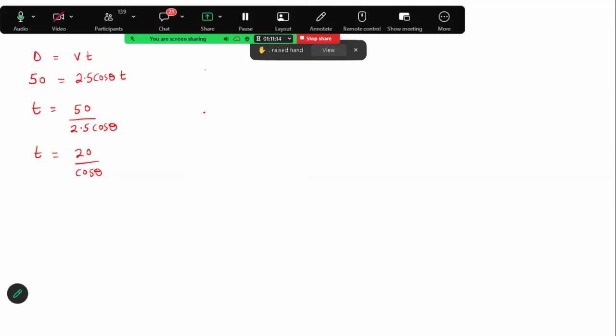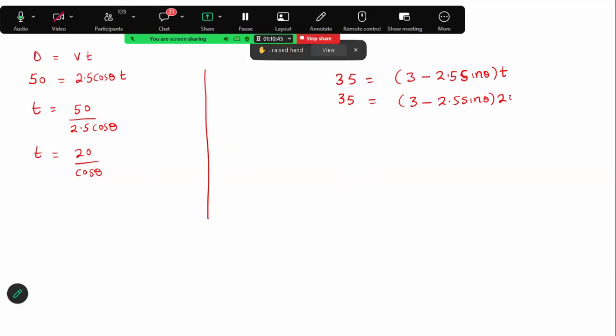But since we have already obtained our relation that 35 will equal 3 minus 2.5 sine of theta, then time was our time. So what can we do? Where there is t, we are going to substitute our value. So we can have this as 35 equaling 3 minus 2.5 sine of theta, then times time, which is 20 over cos of theta. So here we are going to do our mathematics.